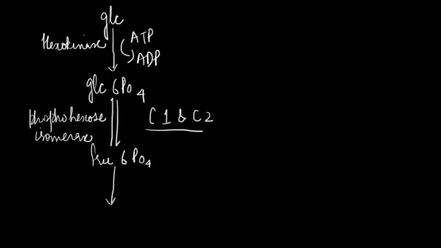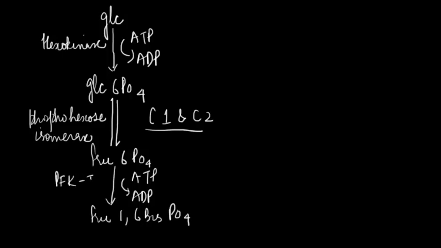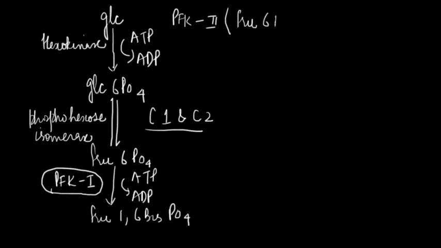Next, this fructose 6-phosphate once again undergoes phosphorylation, resulting in the formation of fructose 1,6-bisphosphate. Here again ATP is the phosphoryl group donor, and the enzyme catalyzing this reaction is phosphofructokinase 1. This phosphofructokinase 1 is different from the enzyme phosphofructokinase 2, which catalyzes the phosphorylation of fructose 6-phosphate to fructose 2,6-bisphosphate.